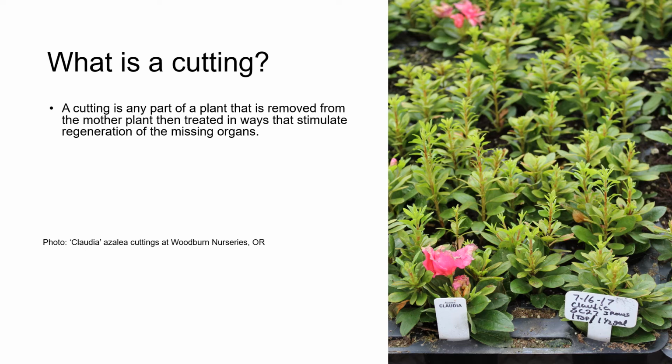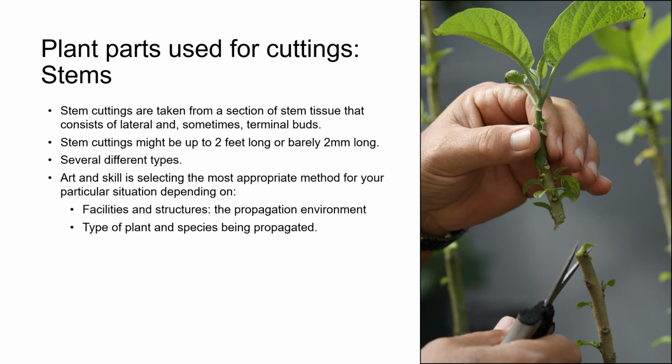Let's take a quick look at the main plant parts that are used for cuttings. And over the next few weeks, we'll be taking a closer look at all of these different types of cuttings. Stem cuttings are probably the type of cutting that most people are familiar with. Stem cuttings are taken from a section of stem tissue that consists of lateral and sometimes terminal buds. Stem cuttings might be up to 2 feet long or barely 2 millimeters long, and there are several different types.